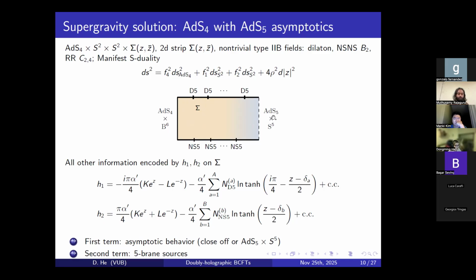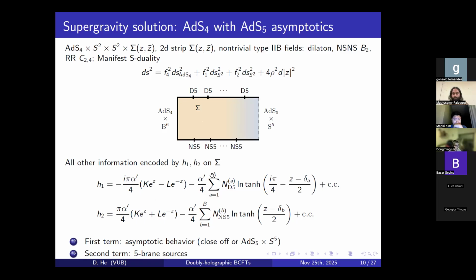So in this case, on the right-hand side, there is a 4D super Yang-Mills, while on the left side, there is no 4D super Yang-Mills. It's 3-dimensional, and it represents the holographic dual of BCFTs. And these are the two harmonic functions. The first term encodes the asymptotic behavior on the left and the right boundary of the strip. And the second term encodes the source of the 5-branes.